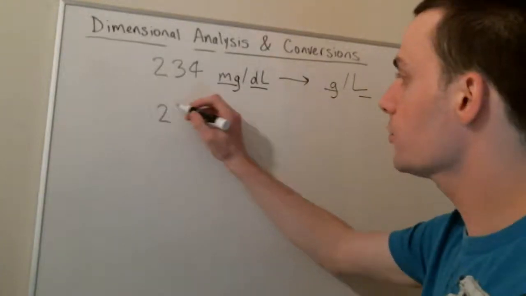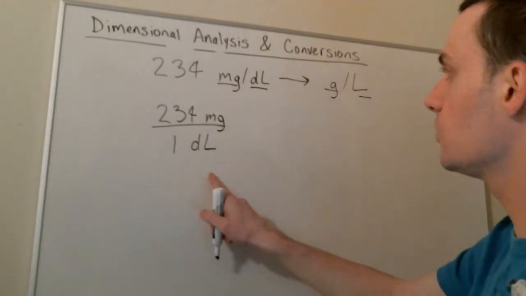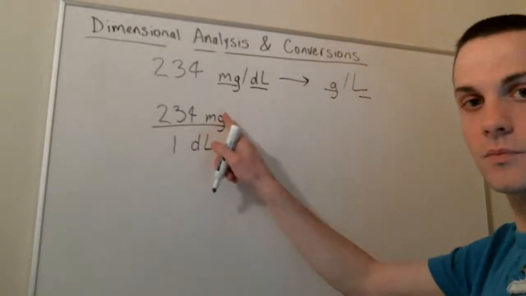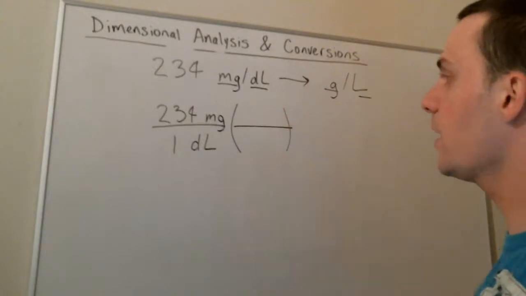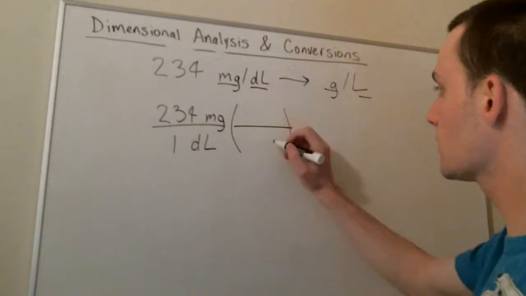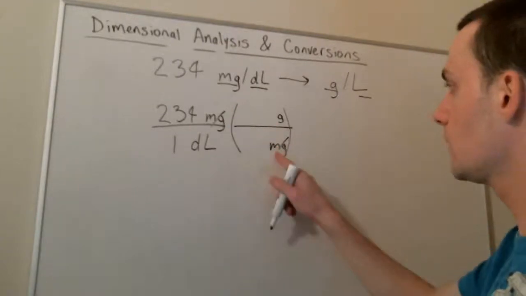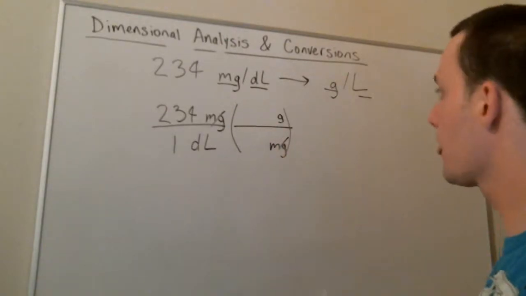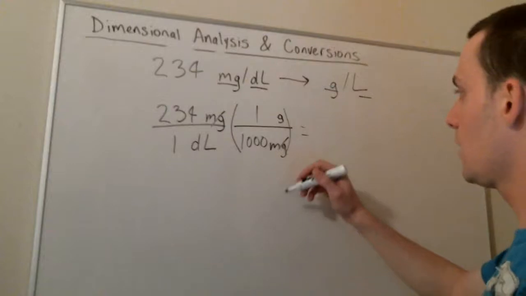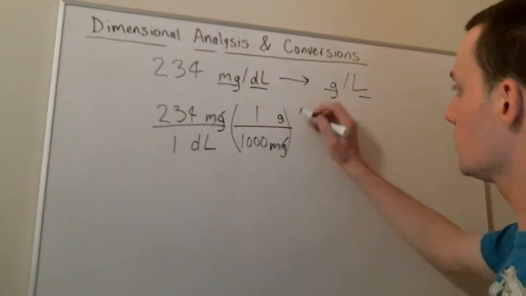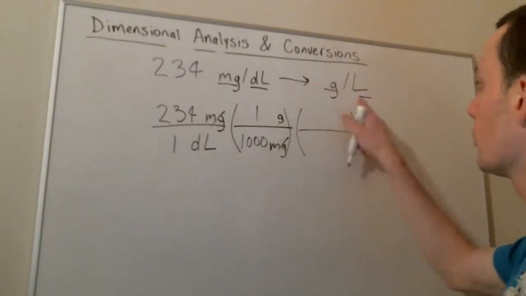So we'll start out by first writing what we want to convert. And it's best if you put this into a fraction. We have 234 milligrams in 1 deciliter. And it doesn't matter which unit you want to convert first. Let's go ahead and first convert the milligrams into grams. So we'll put milligrams on the bottom, so it cancels out, grams on the top. And we know that there's 1,000 milligrams in 1 gram. And we need to next do another conversion factor, because now we've got grams per deciliter, we want grams per liter.